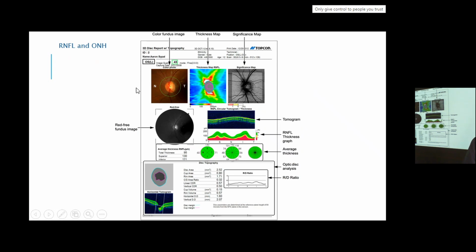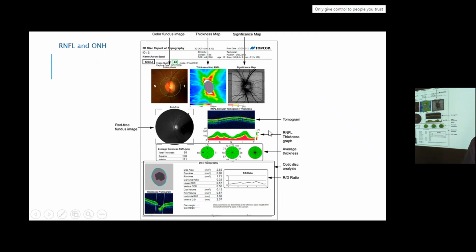Okay, so this is an OCT result from a Topcon machine like the one we have. And this is usually what we order, the retinal nerve fiber layer and optic nerve head. As we can see here, it has all the demographics. It has the color fundus photo, thickness map, and significance map. Any significant changes will show color coded here.